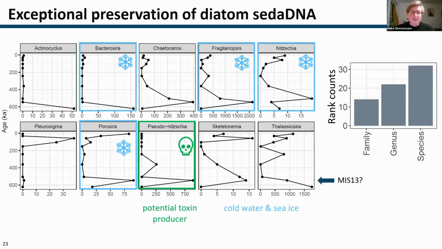And additionally, we find Pseudo-nitzschia, and this was mostly assigned to a domoic acid producing Pseudo-nitzschia obtusa, and it falls within the marine isotope stage 13. So it could be a warning signal that under a future warming Arctic, there might be more of these potential toxin producers in the Arctic.